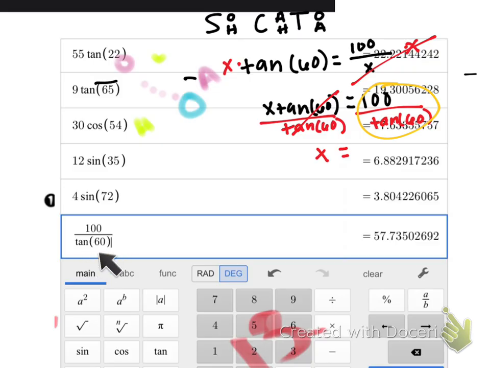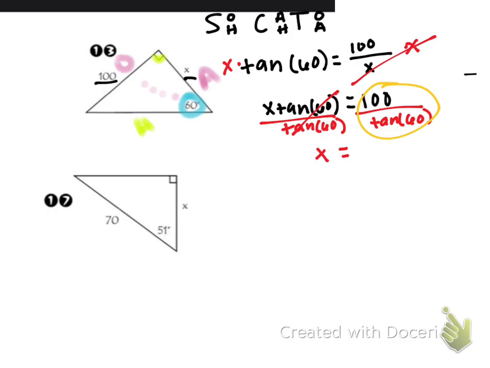100 divided by tangent of 60 is what you would put in your calculator. And that's going to be 57.735. So let's round to 57.74. That's our answer. Pause and try number 17.